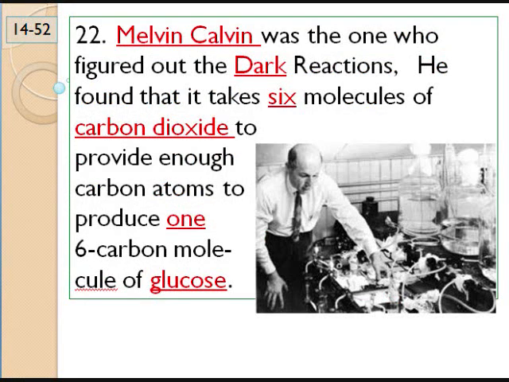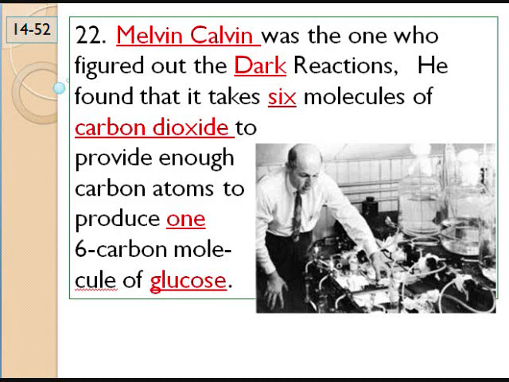Okay? This is Melvin Calvin. He's the one who figured out what was going on with the cycle. And he's a modern scientist, a scientist of our day. We're not talking about somebody who lived 300 years ago. So the cycle has been around a long time, but the name Calvin has just been addressed to it.